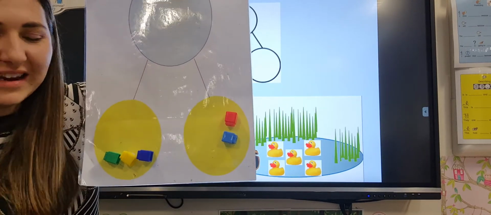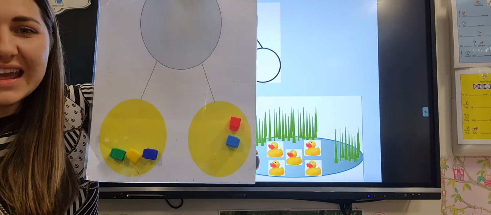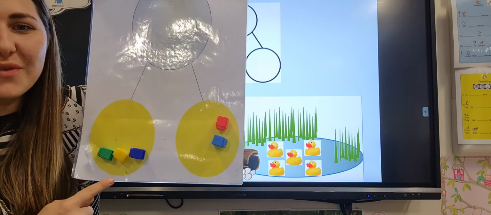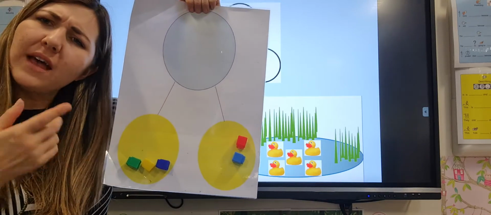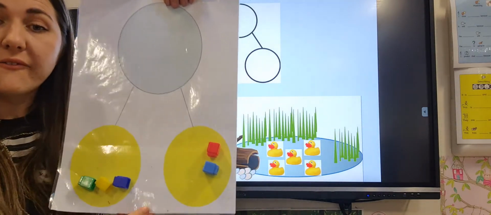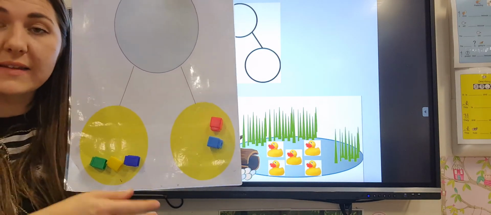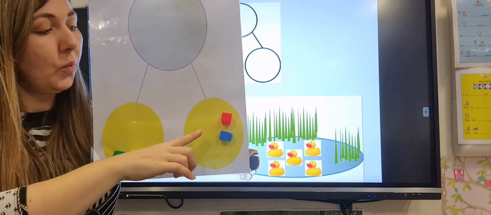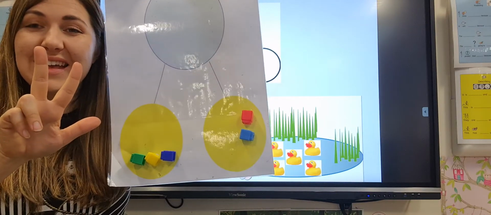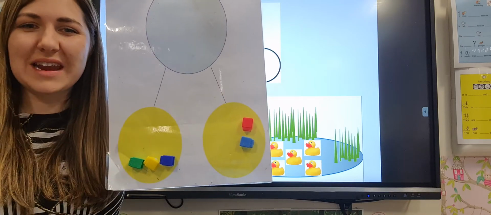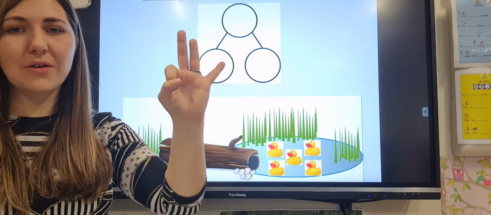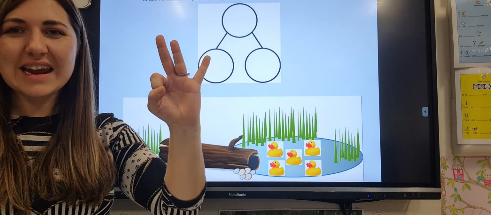Well done, everybody. We can say 3 is the other part. 2 is a part and 3 is a part. What was our whole again? That's right, 5. We started with 5. We took 2 away. Those 2 ducks flew away and that left us with 3. So we can say 5 subtract 2 is equal to 3.